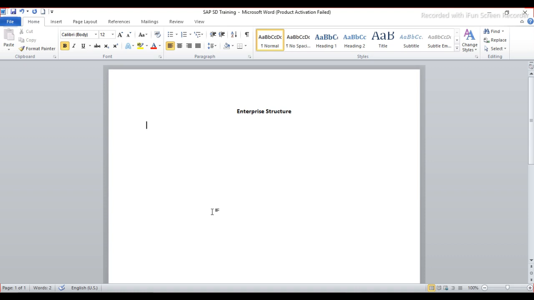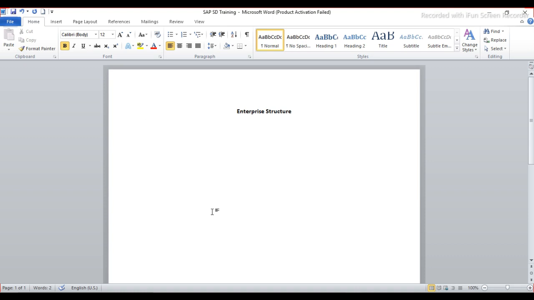The next point is that without enterprise structure we cannot run any transaction data. If you want to do a sales transaction, create a sales order, a delivery or a billing document, you cannot. Transaction data means sales order, delivery, billing, because you need a particular sales area, and you need a customer master and a material in order to create the sales order. Without this we are not able to do the sales transaction.